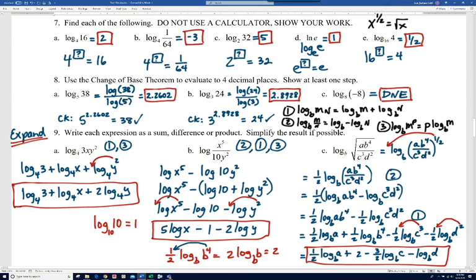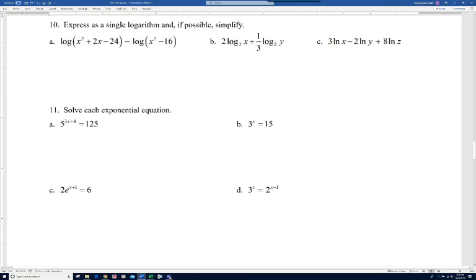All right. Let's go to the next page here. Actually, yeah, I think we'll stop right here.